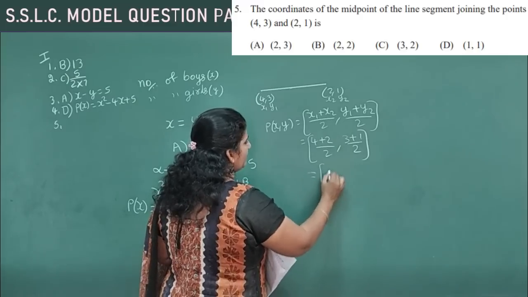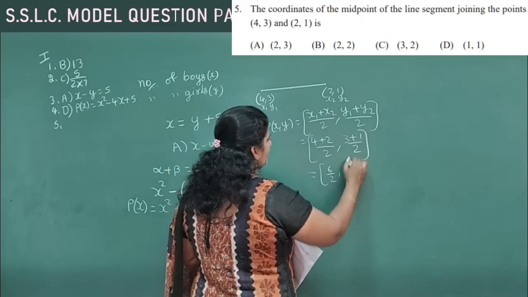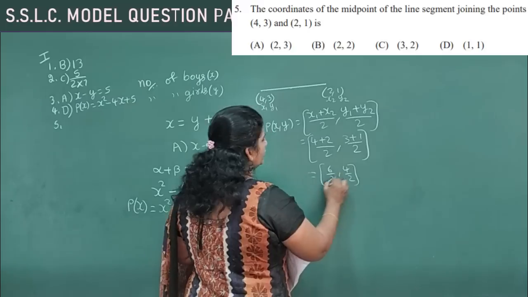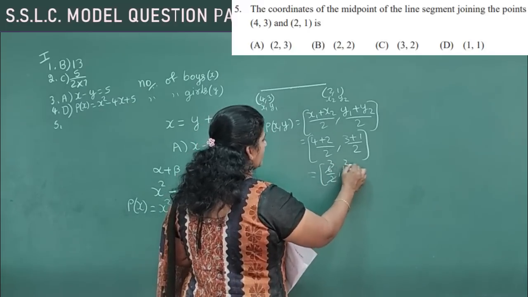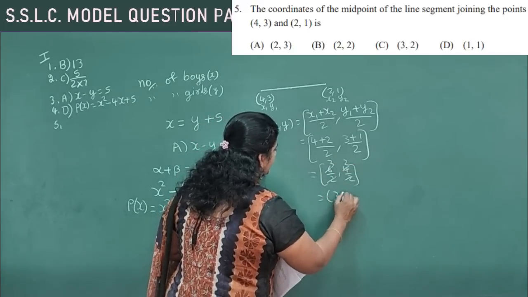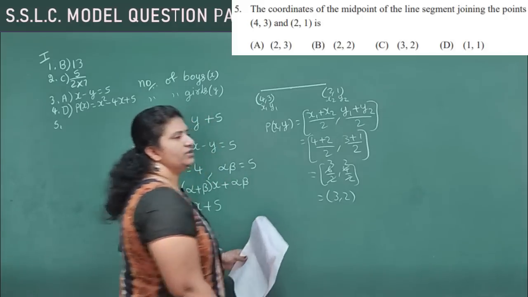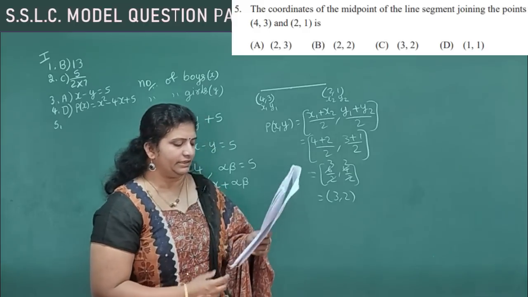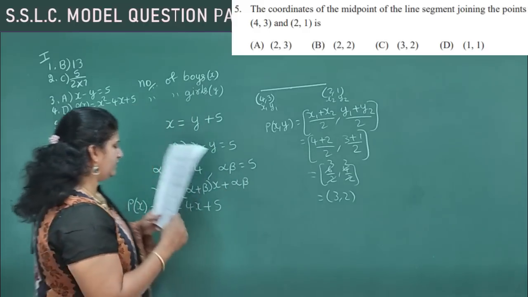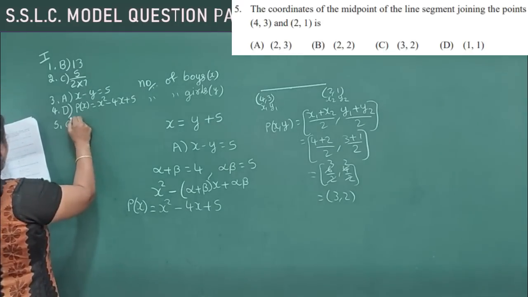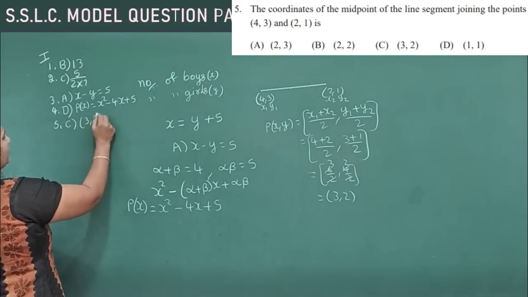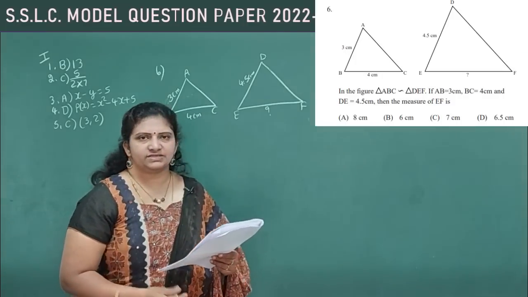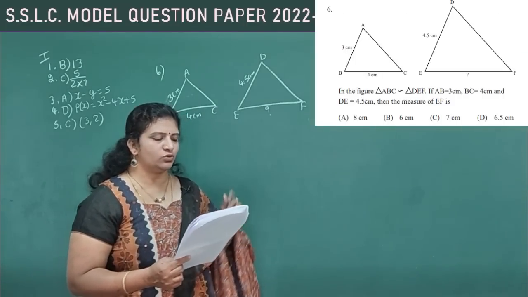4 plus 2 will be 6 by 2, 3 plus 1, 4 by 2. 2 3s are 6, 2 2s are 4. So your coordinate is 3, 2. This is the midpoint coordinate of the line segment. So your option, which is the right answer? Option C, 3, 2. Sixth one, you can see two triangles over there.